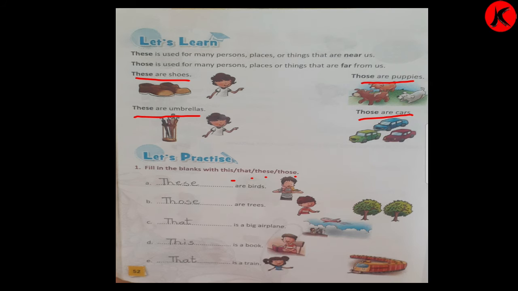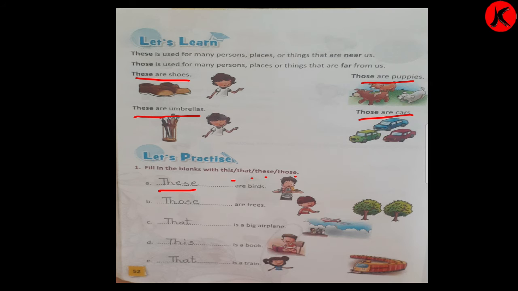So number one. Dash are birds. Now you can see the child is holding birds in his hand. So what is it? These are birds. It is very near to the child. So these are birds.